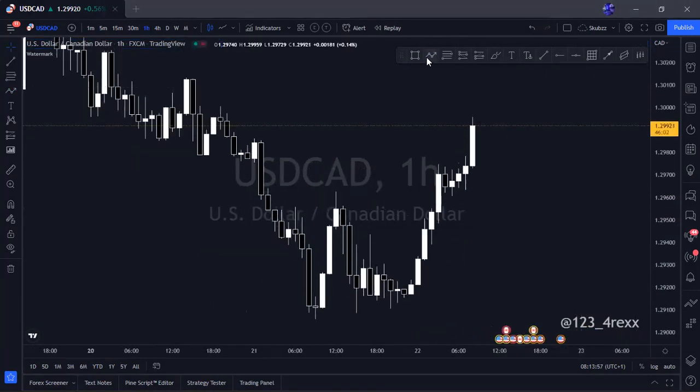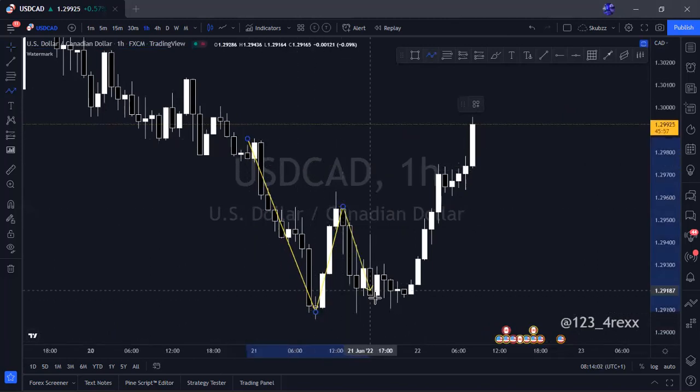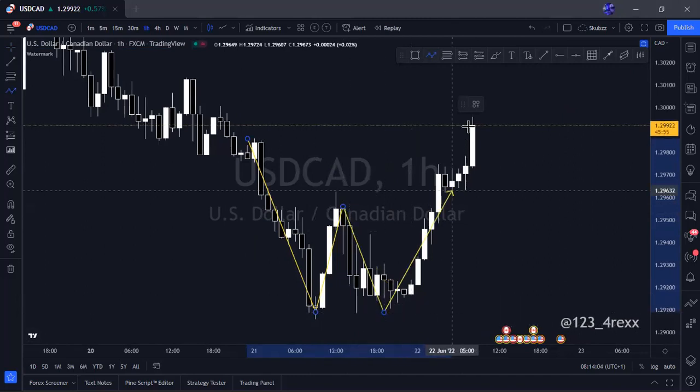USD card. So USD card just shifted. We had this push to the downside, push up, and then price failed to break that low to the downside, and then we shifted structure. So now our neckline is here.